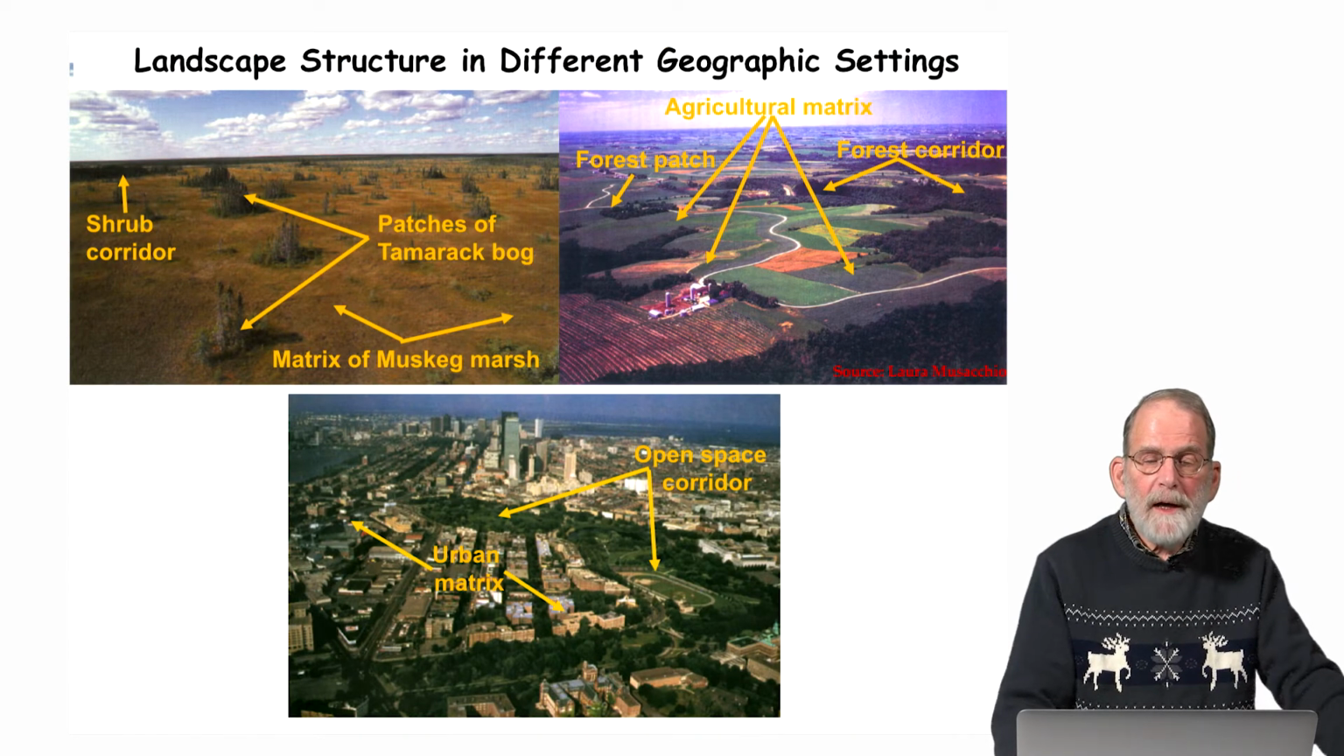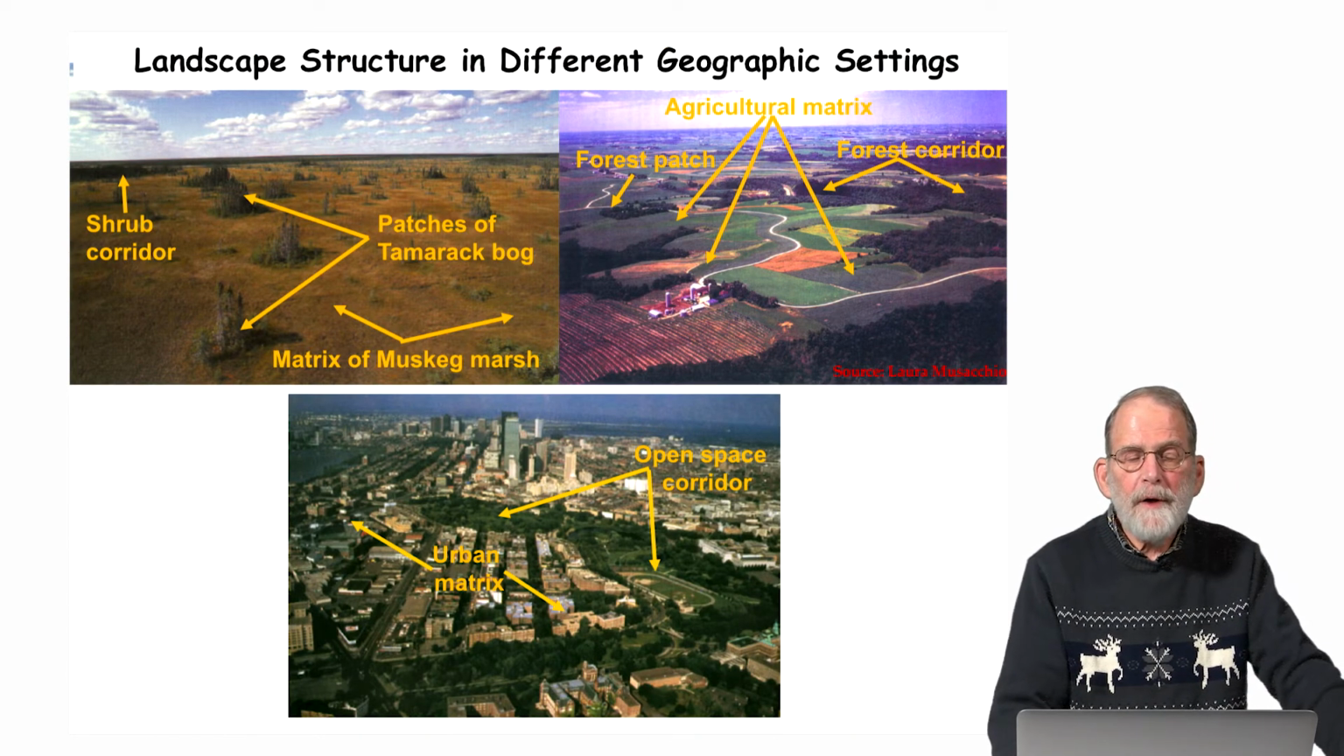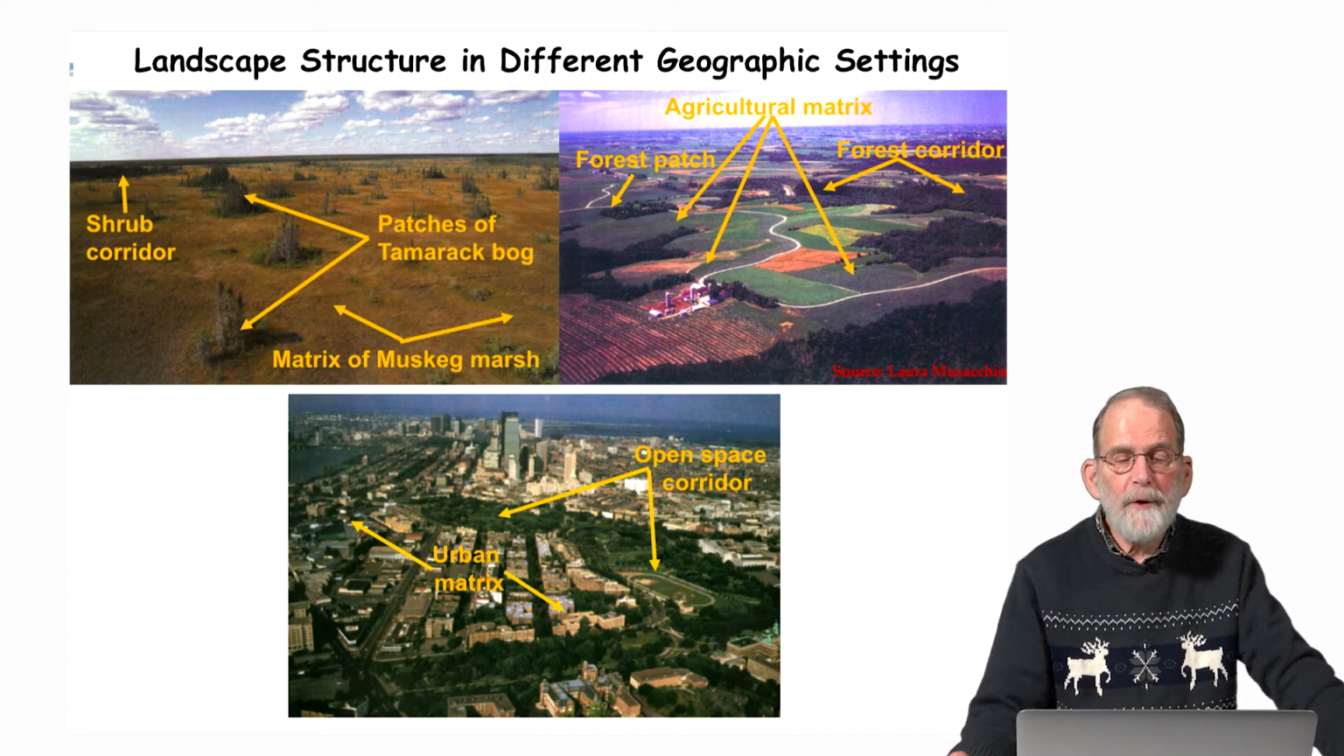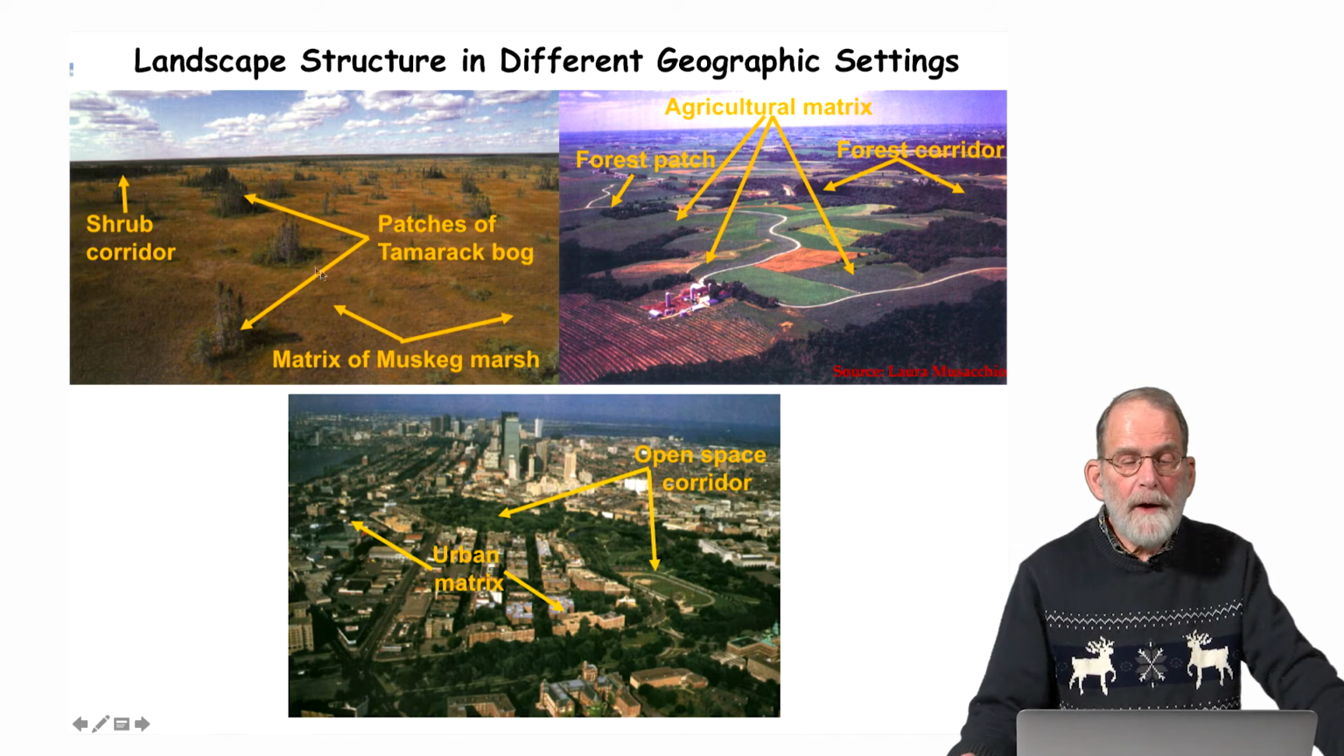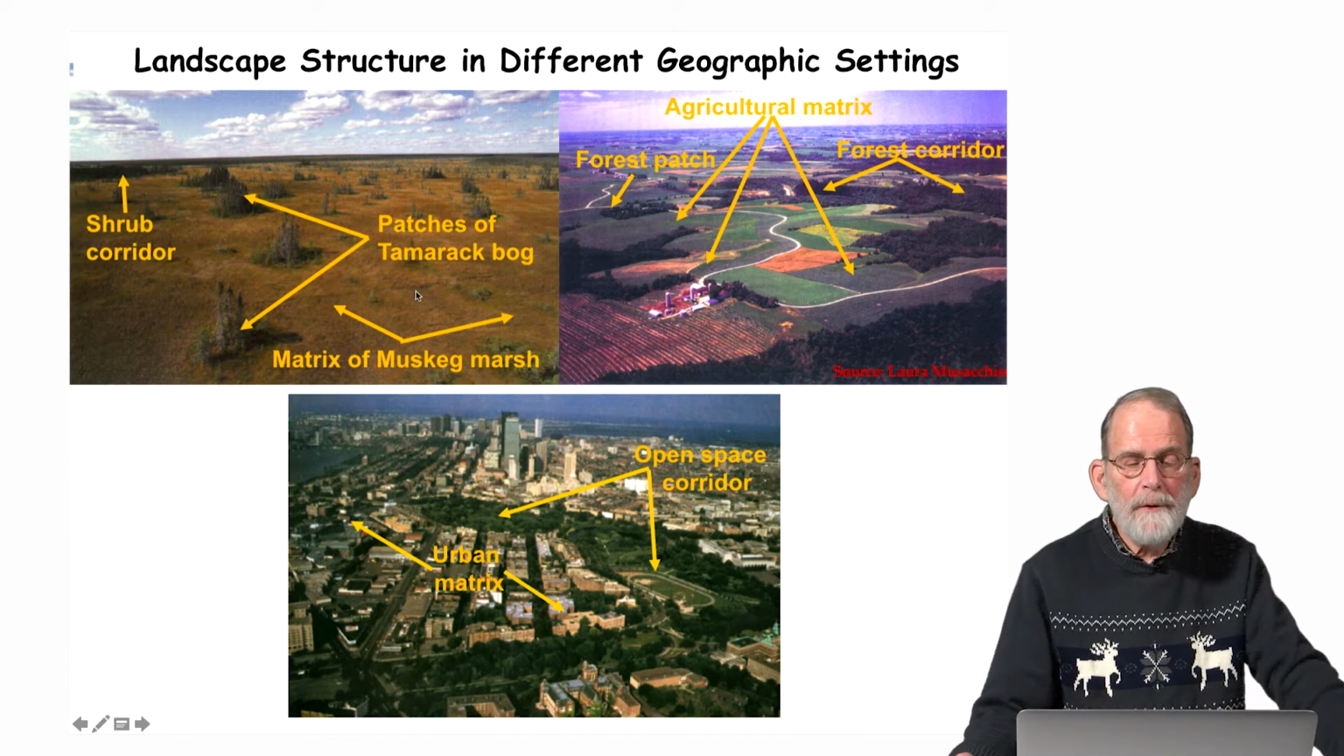We can talk about landscape structure in different geographic settings. For example, in northern Minnesota, up on the muskeg marshes, we can talk about a patch of tamarack bog within the matrix of the muskeg marsh itself. And we can talk about a shrub corridor working its way into the landscape on the left-hand side of the slide.